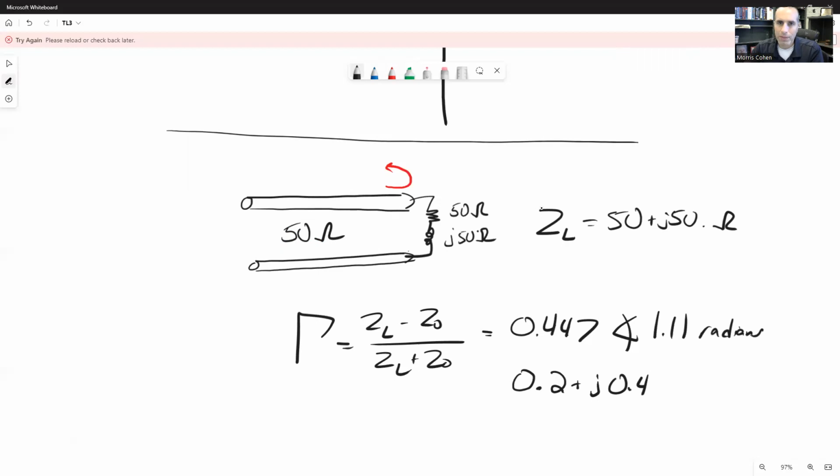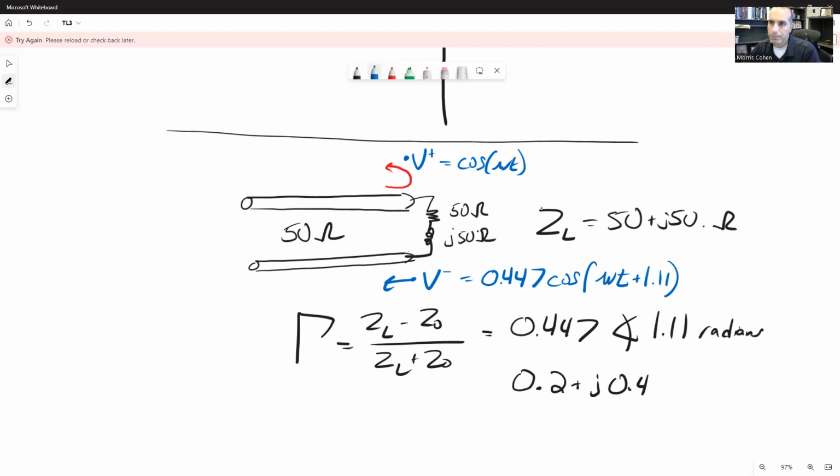All right. If that's the case, let's repeat the exercise here. The voltage that is approaching the transmission line, moving in the positive direction, if it is cosine of omega t, then the voltage right after reflection going in the negative direction will be equal to 0.447, right? We have to shift the amplitude, times cosine of omega t plus 1.11, where that number is in radians.